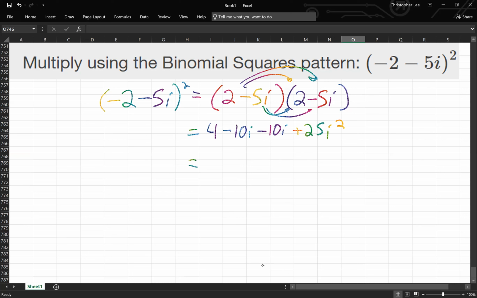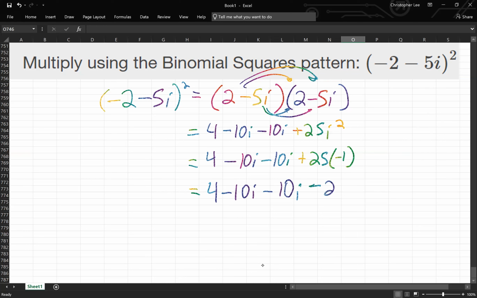Right? Let's take care of that exponent. So it should be 4 minus 10i minus 10i plus 25 times what? -1, right? And then just multiply this out. This is 4 minus 10i minus 10i, minus 25. Now let's answer this. I have 4 minus 25. What's that? -21 minus 20i.